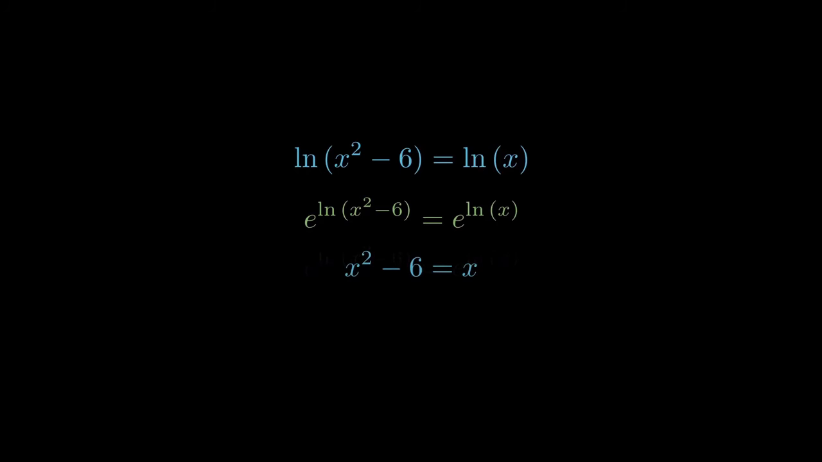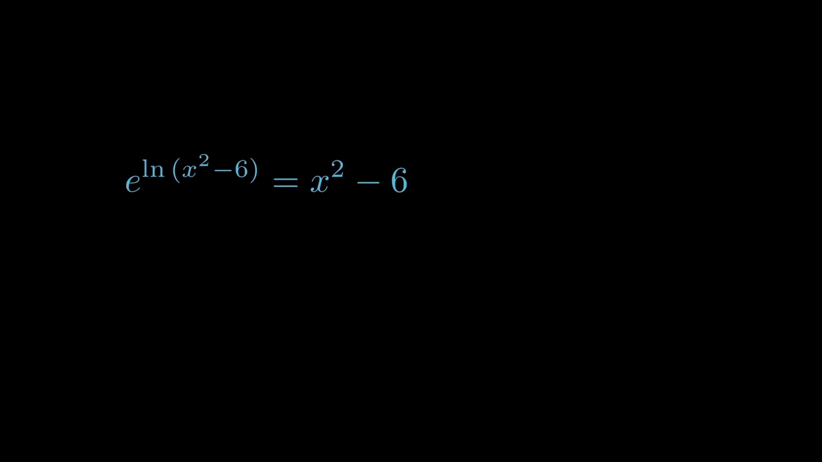The third line of algebra will only be correct if it is true that e to the ln of x squared minus 6 is in fact equal to x squared minus 6, and if e to the ln of x is equal to x. It turns out that this is not completely true. Because the natural logarithm is only defined for numbers bigger than 0, e to the natural log of x squared minus 6 is only defined for numbers who have absolute value greater than the square root of 6. Thus, this equality can only be true for numbers whose value is bigger than the square root of 6.